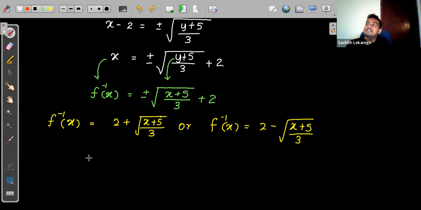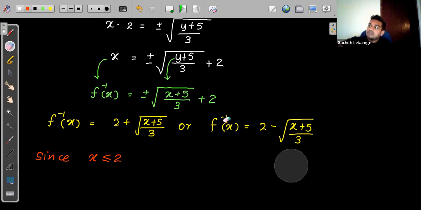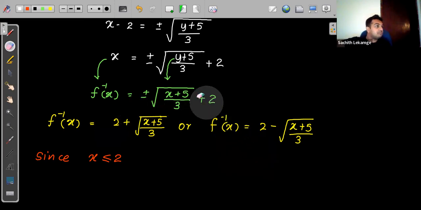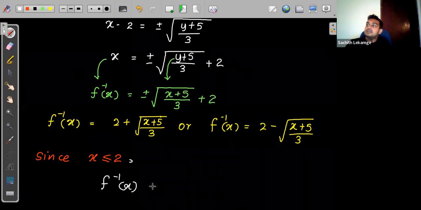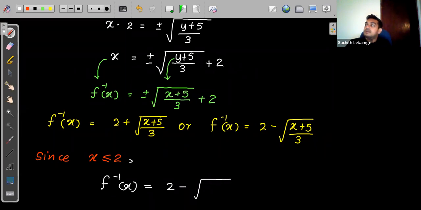But see, they clearly say x is smaller than or equal to 2. Right? Since x is smaller than 2, we need to take this. Why? From 2 you subtract some positive value. The outcome from this will be smaller than 2. Got it? That is why we are selecting this answer. Remember, in the exam, if you mention both answers, you are losing 1 mark. Only the correct answer is the right side one. Therefore, I'm writing f inverse x is equal to 2 minus the square root of x plus 5 over 3.